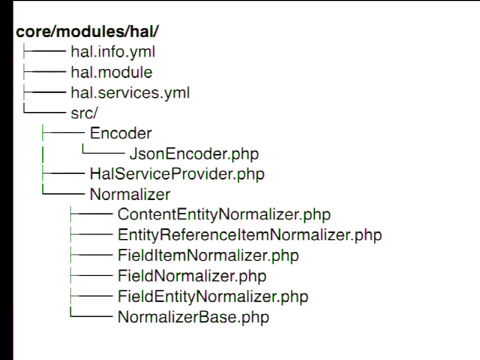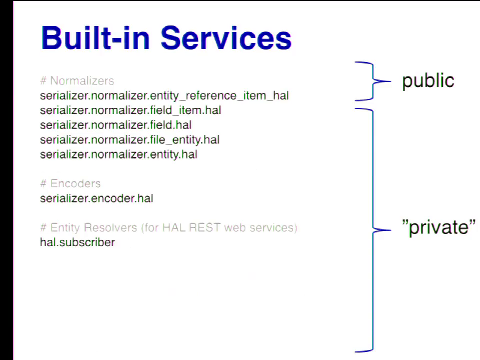And so this module just adds a bunch of encoders and normalizers and some additional services that are then, through this tagging system, also attached to the serializer service. Yeah, so here you get some additional services, and actually all of these should be considered private. I just screwed up on the slide there.